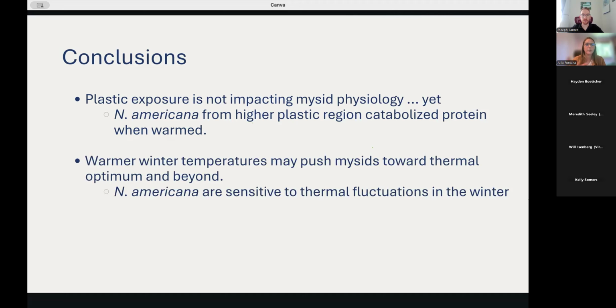Versus temperature is probably what is actually at play here. So we know that these warmer winter temperatures could be pushing mysids towards their thermal optimum and beyond. And like that thermal optimum curve, when you push them beyond that optimum, they become less able to create all of their energy for all of their different energy partitions. And so this does show that mysids are sensitive to thermal fluctuations in the winter, so potentially in the future, we might see some impacts with temperature as well.